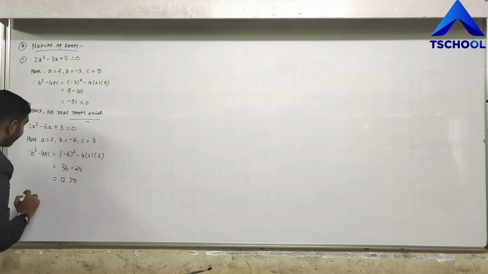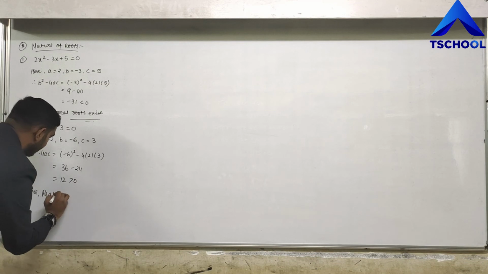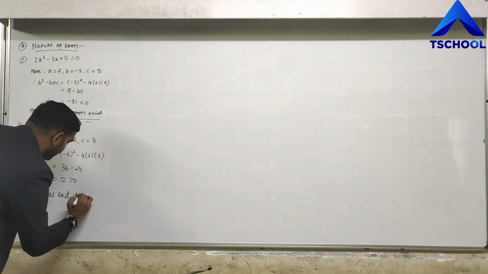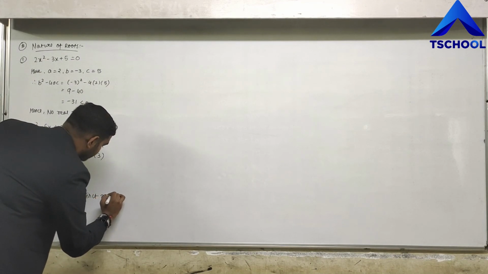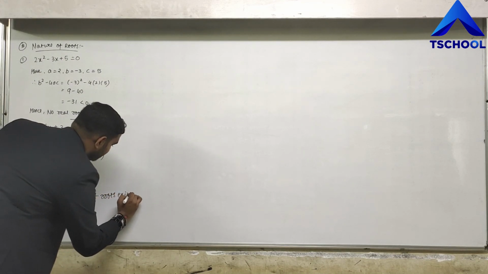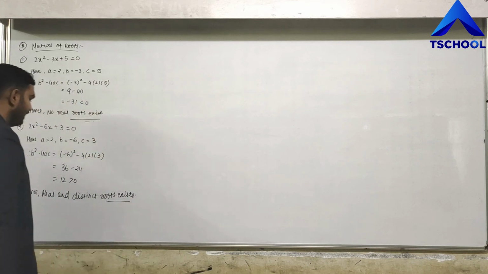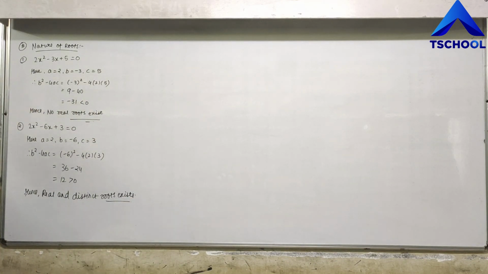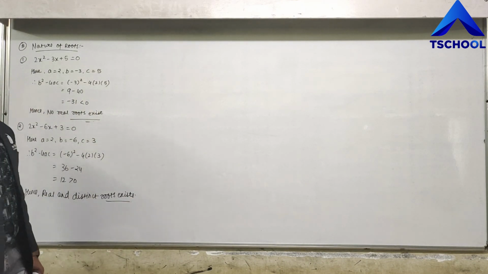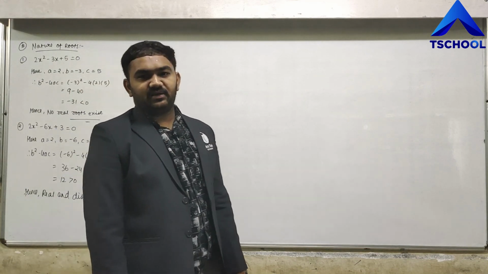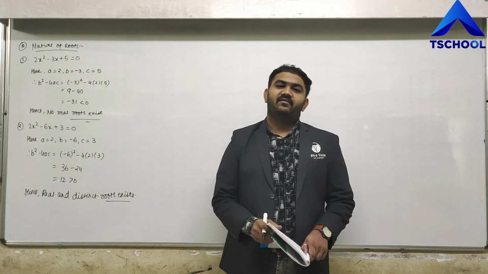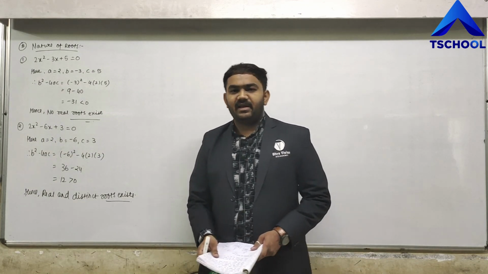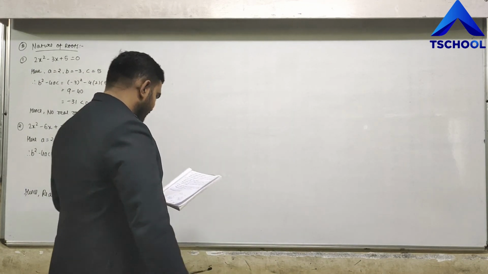Hence real and distinct roots exist, right? So we can say that if b² − 4ac is greater than 0, then we will be having real and distinct roots. If it is less than 0, then no real roots exist, and if it is equal to 0, then real and equal roots exist, right?